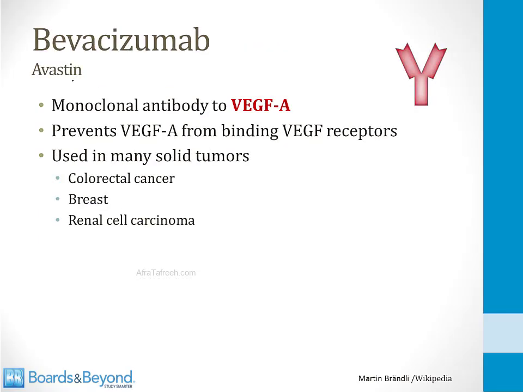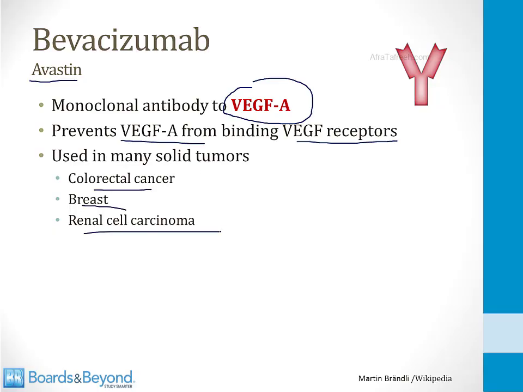The first drug we'll discuss is bevacizumab, which usually goes by its trade name Avastin. Bevacizumab is a monoclonal antibody to VEGF-A, and I'll talk about what VEGF-A is in a minute, but the antibody prevents VEGF-A from binding to the VEGF receptors, and this is used in many solid tumors, including colorectal cancer, breast cancer, and renal cell carcinoma.